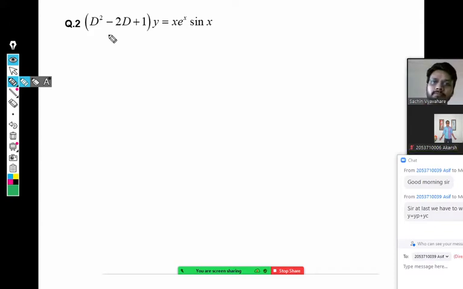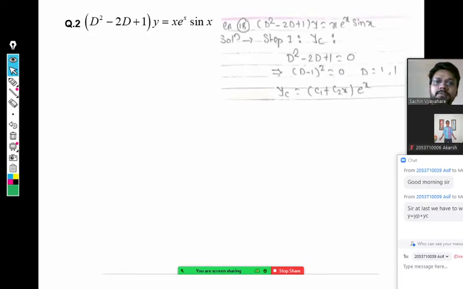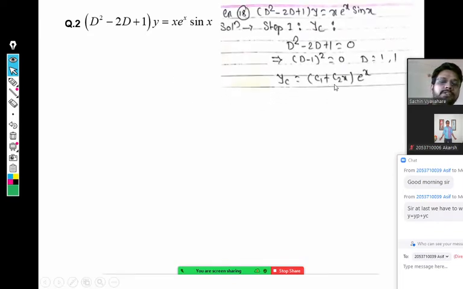Sir, (C1 plus x C2) under bracket e to the power x. Very good, nice. So obviously it is (D minus 1) bracket square. So 1 is a repeated root, and we get a yc there. So I will show you that yc here.